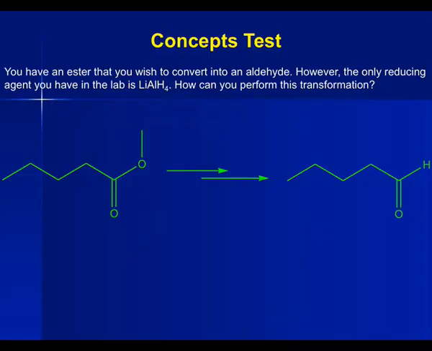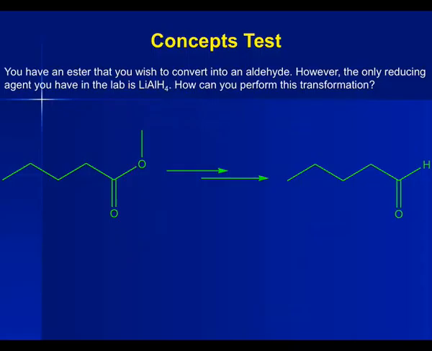So there are other ways to get to aldehydes. So let's suppose you have an ester that you wish to convert into an aldehyde. However, the only reducing agent you have in the lab is lithium aluminum hydride. Tell me how you can perform this transformation. You have all the tools in your magical toolbox at this point to do this transformation.